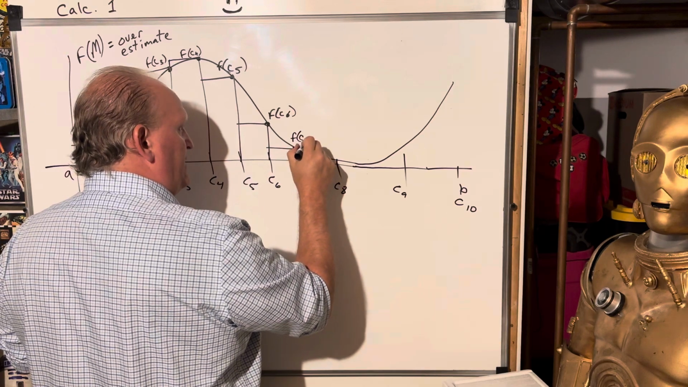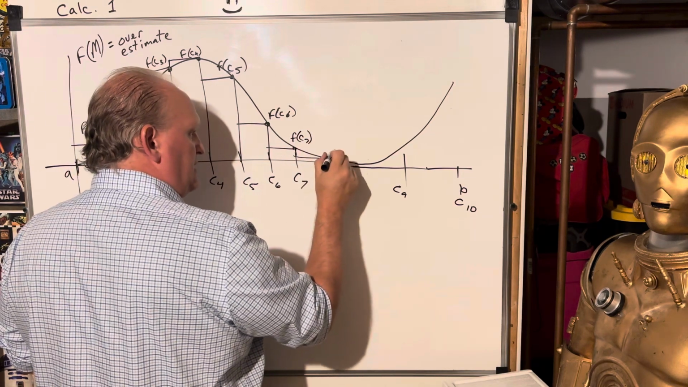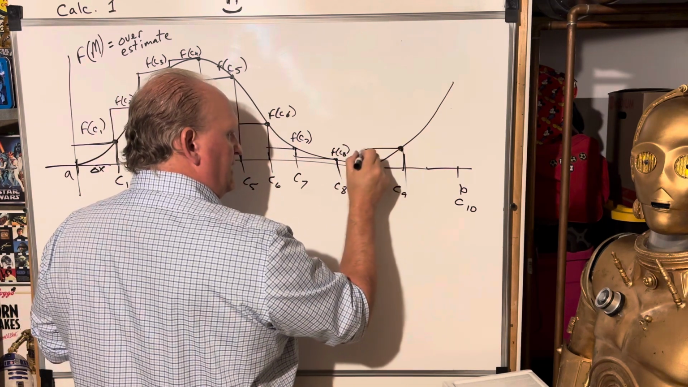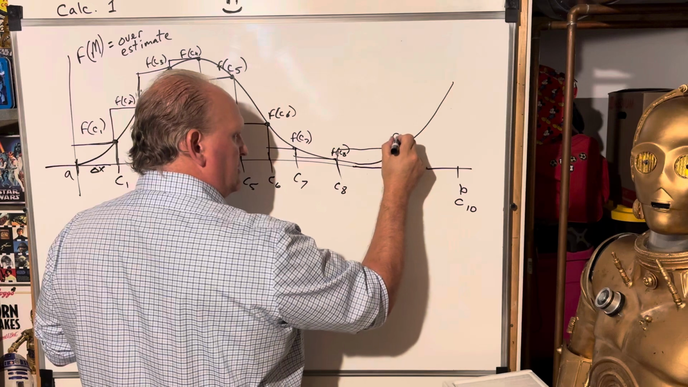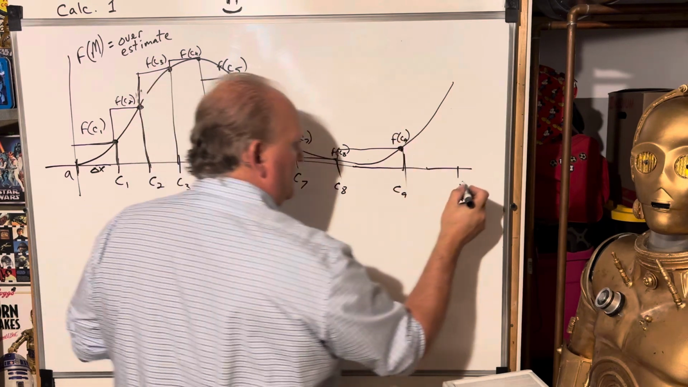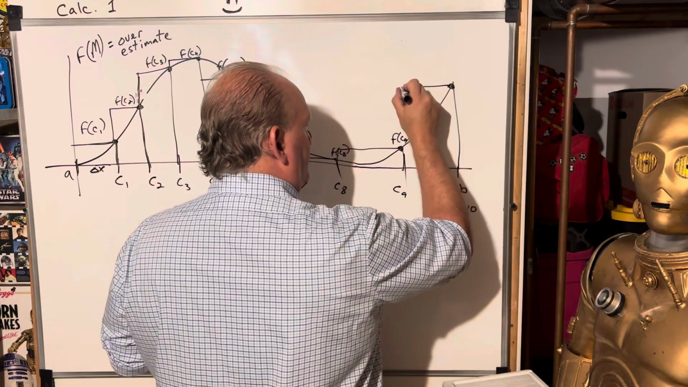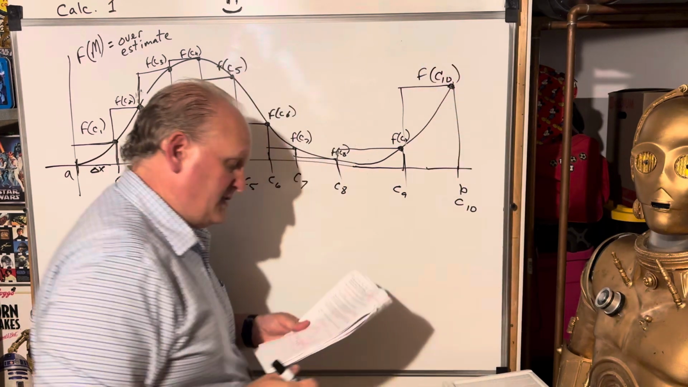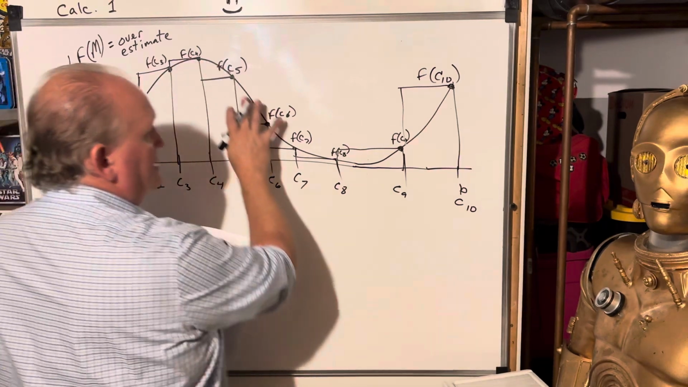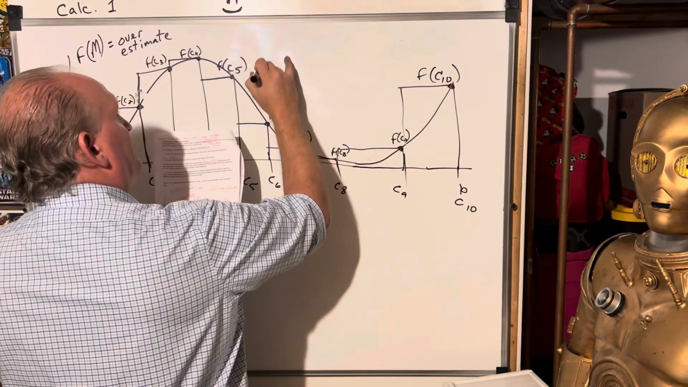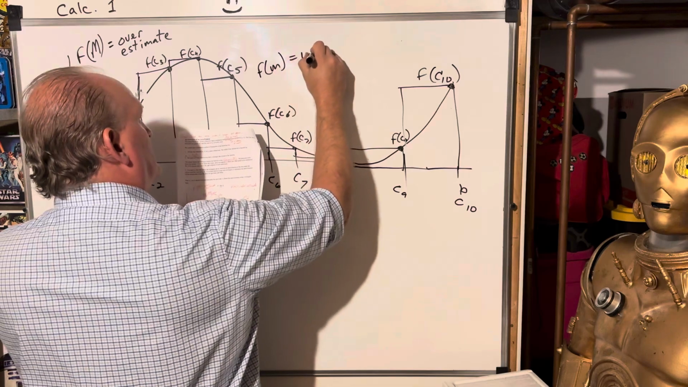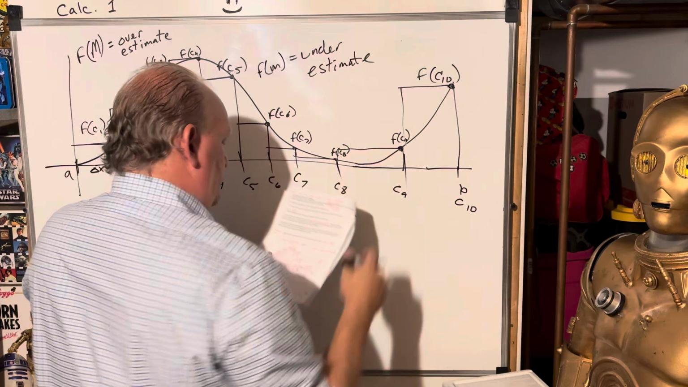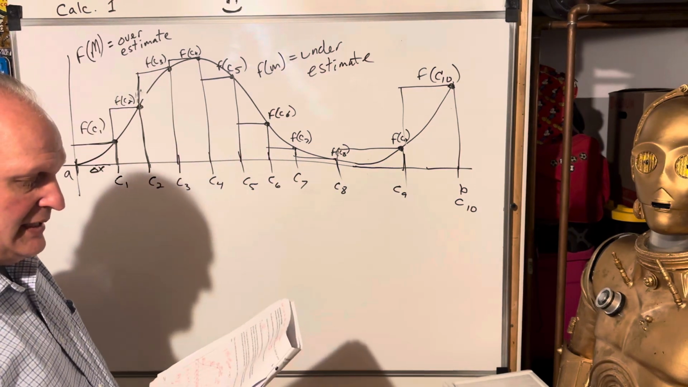F of C7, C8, F of C9. So we're back to an overestimate there. And then F of C10, that's going to be an overestimate. So this little part is underestimate. F of M, underestimate of the areas.